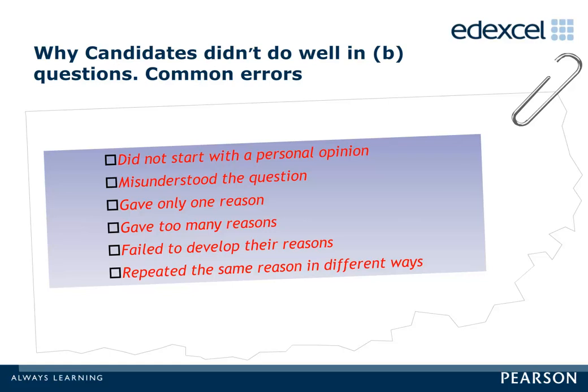Some candidates lost marks on B questions because they gave one reason and then fully developed it, without giving a second reason, even though 2 reasons are clearly asked for. It would be a valuable exercise to go through this list with your students.